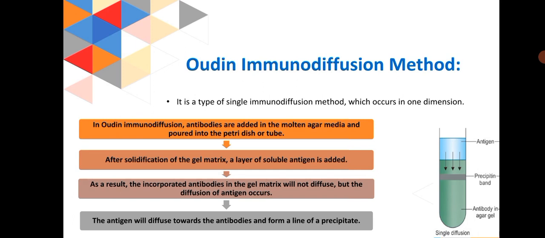Oudin immunodiffusion method. It is a type of single immunodiffusion method which occurs in one dimension. In Oudin immunodiffusion, antibodies are added in the molten agar media and poured onto a petri dish or tube. After solidification of the gel matrix, a layer of soluble antigen is added. As a result, the incorporated antibodies in the gel matrix will not diffuse, but the diffusion of antigen will occur. The antigen will diffuse towards the antibodies and form a line of precipitate.